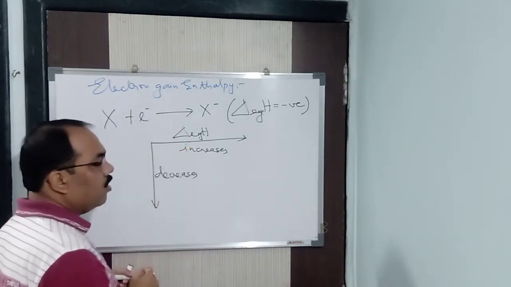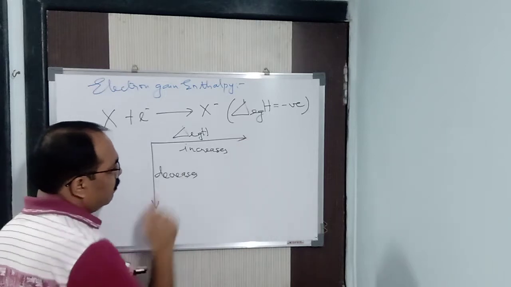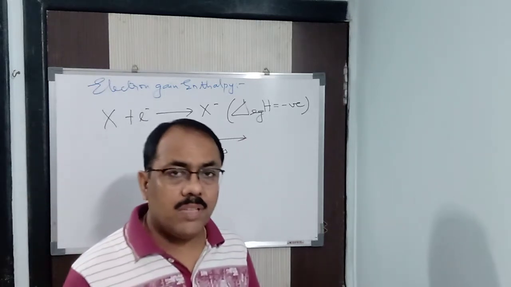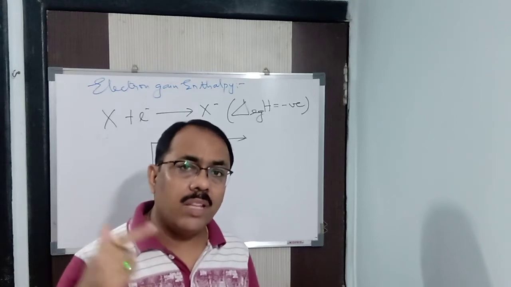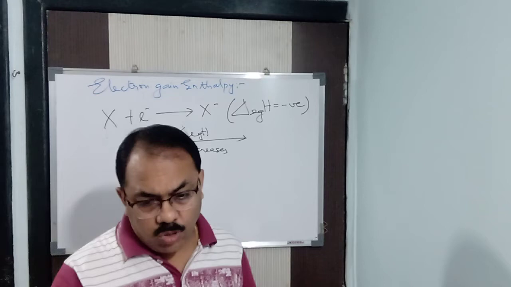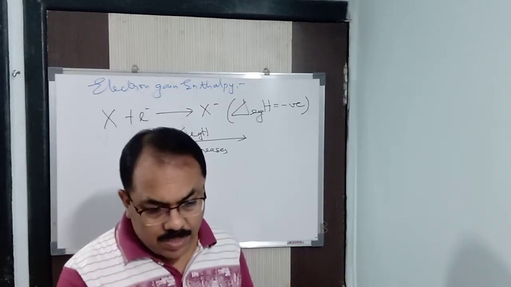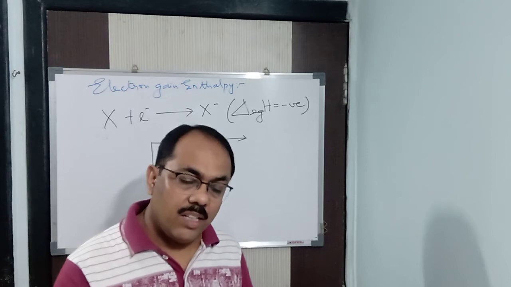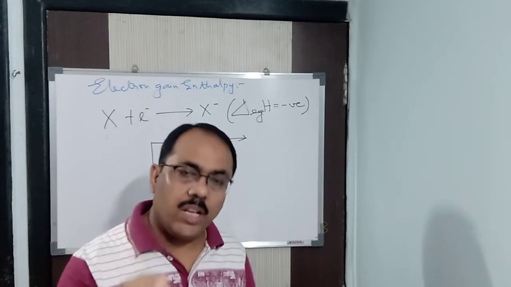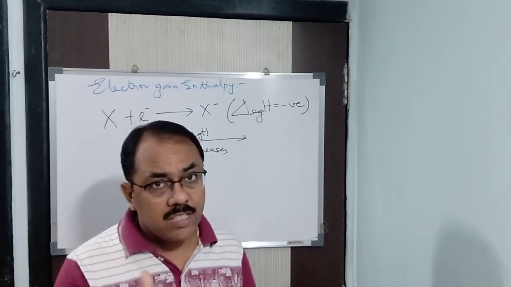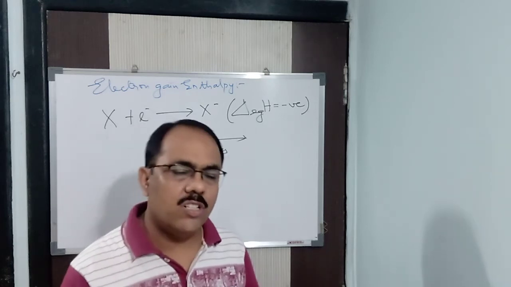what you find is that electron gain enthalpy decreases when you come down the group, and when you go across a period from left to right, what you find is that it increases, because again the same thing, across the period is affected by the nuclear charge. As the nuclear charge is increasing, the atomic size becomes smaller and smaller. So the electron gain enthalpy, the tendency to gain an electron, is increasing.